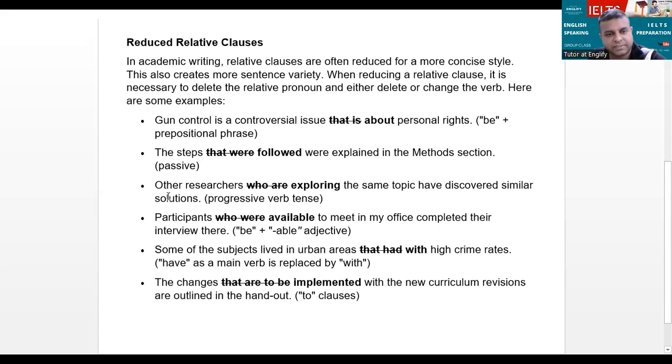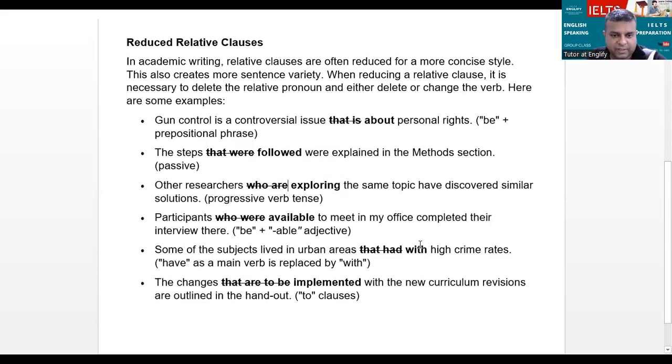Next example: other researchers exploring the same topic have discovered similar solutions. So we are just making a progressive verb tense, but not using who are, right? So other researchers who are exploring the same topic have discovered similar solutions. So instead of who are, we just write the verb with ing. Participants available to meet in my office completed their interview there. Same, next: some of the subjects lived in urban areas with high crime rates.